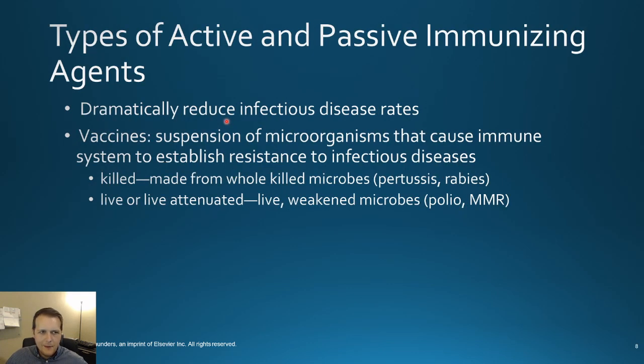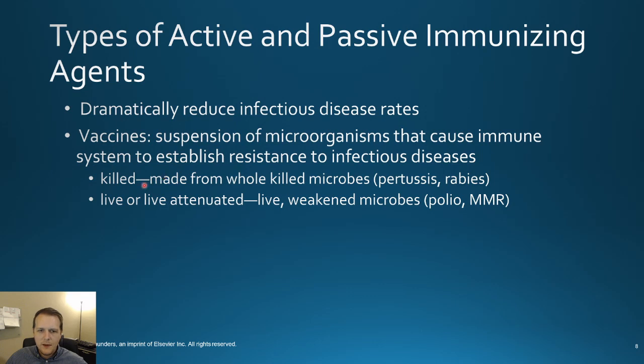So vaccines have had a dramatic effect in terms of disease incidence in populations, because they will dramatically reduce those rates. They will protect huge swaths of the population. There's even things like herd immunity, where even people who don't get vaccinated can still be potentially protected if enough people around them are all vaccinated. And so the vaccines themselves are typically going to be suspensions of the microorganisms, either a portion of it, a dead version, or a live weakened version, that will cause that immune response, that will establish that resistance there.